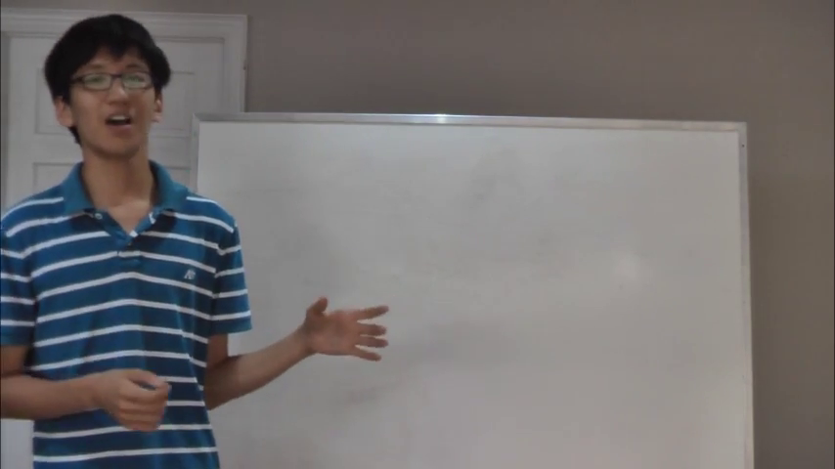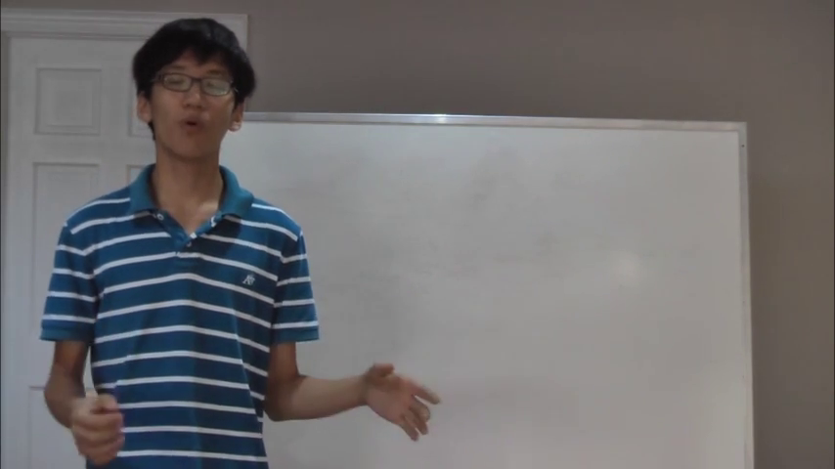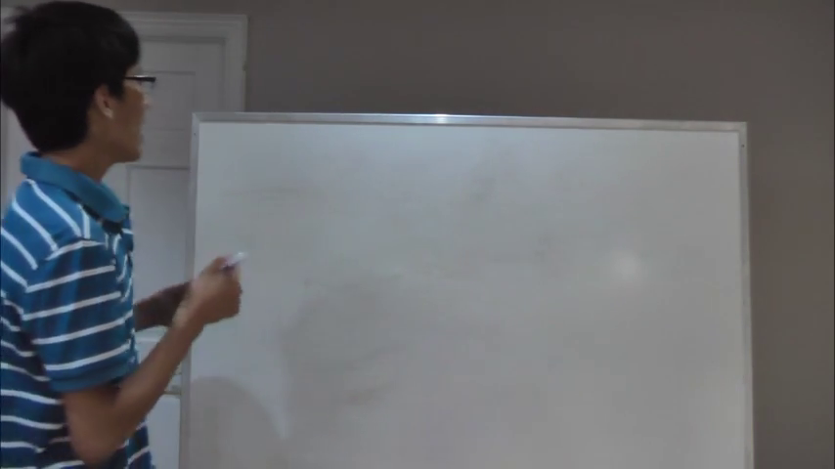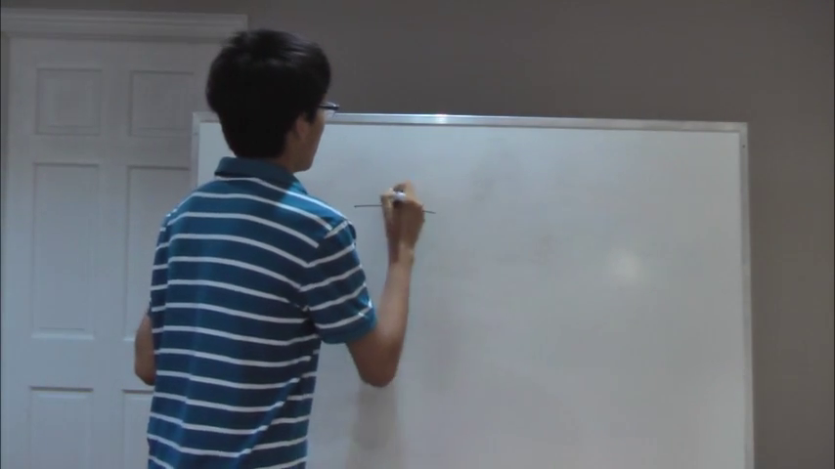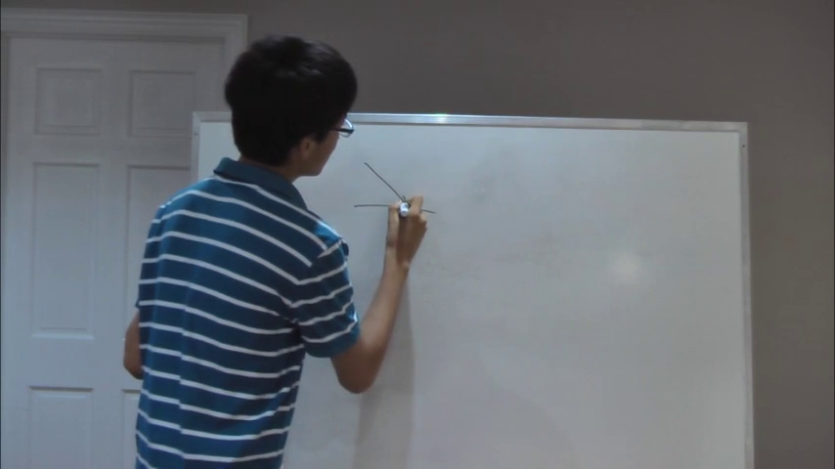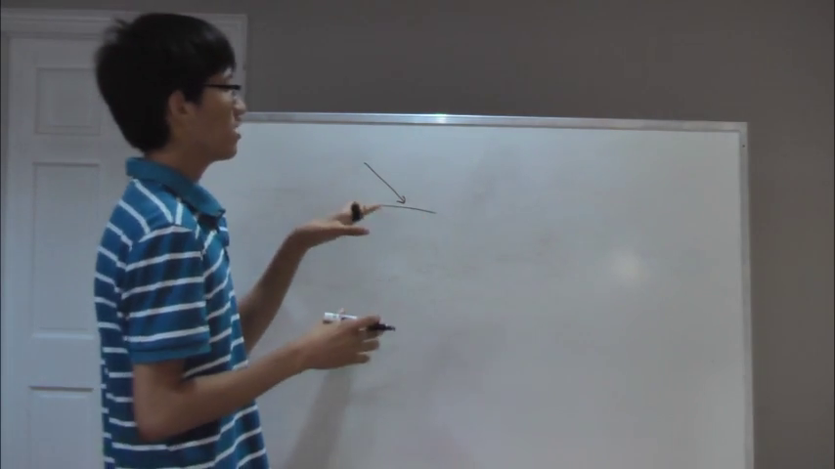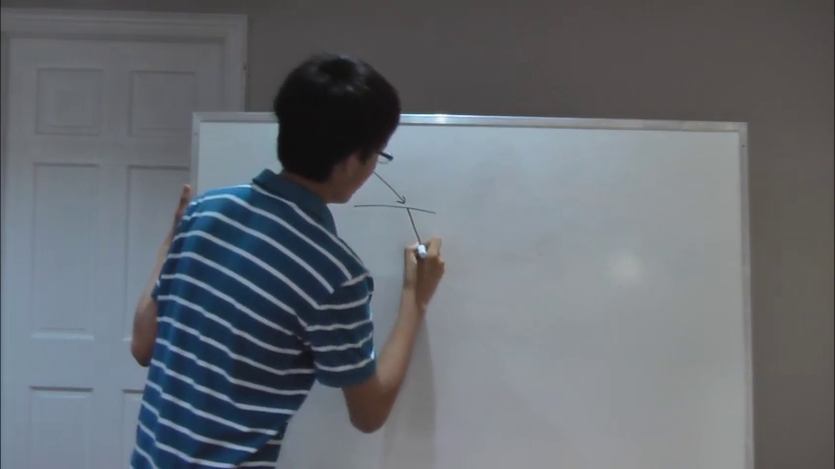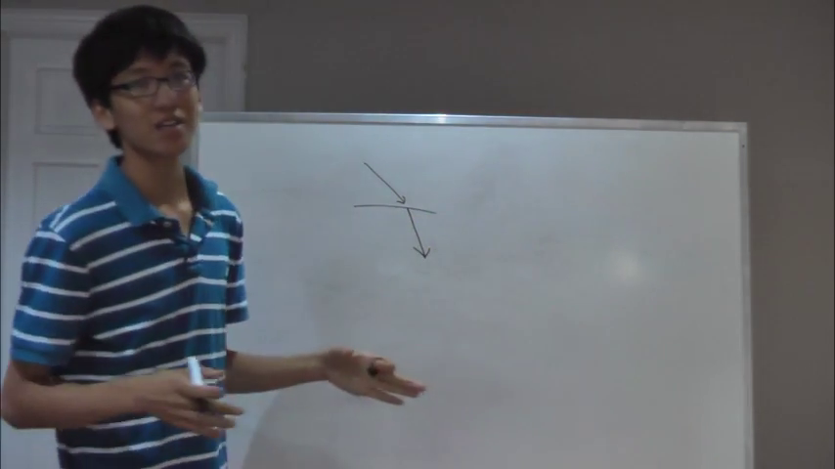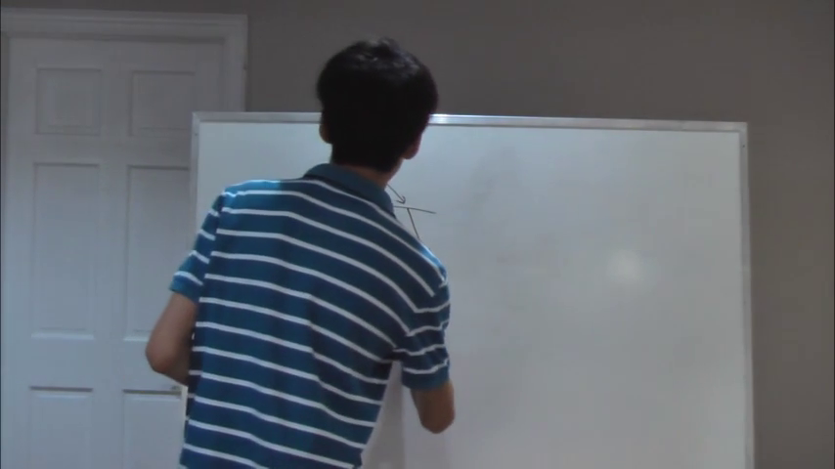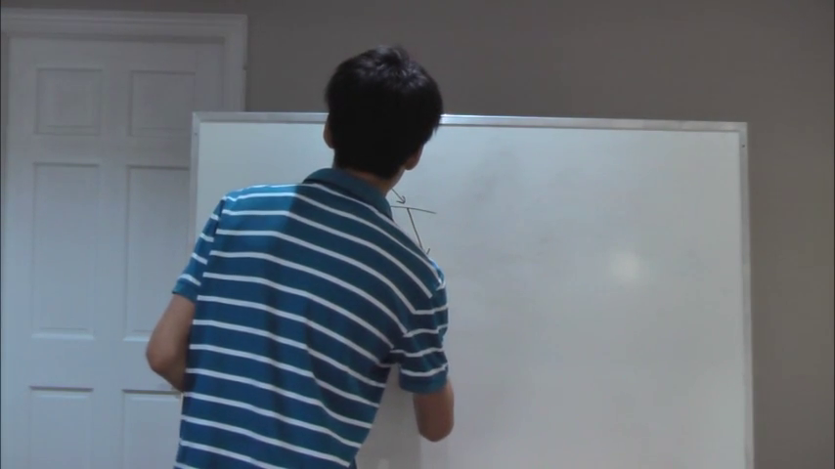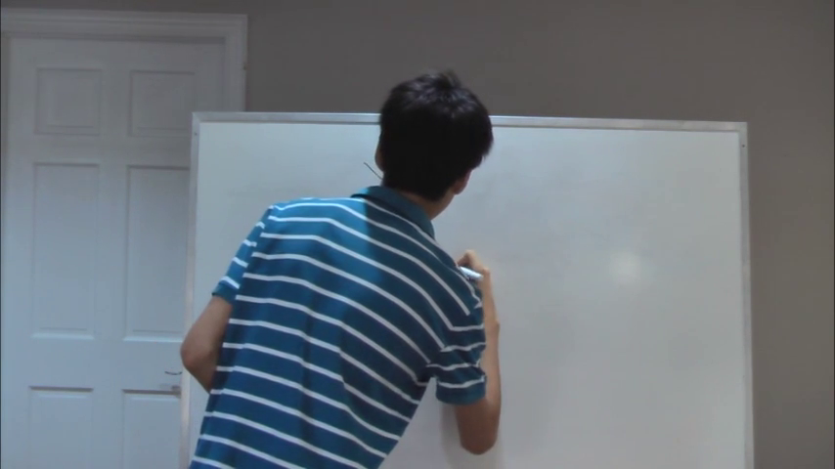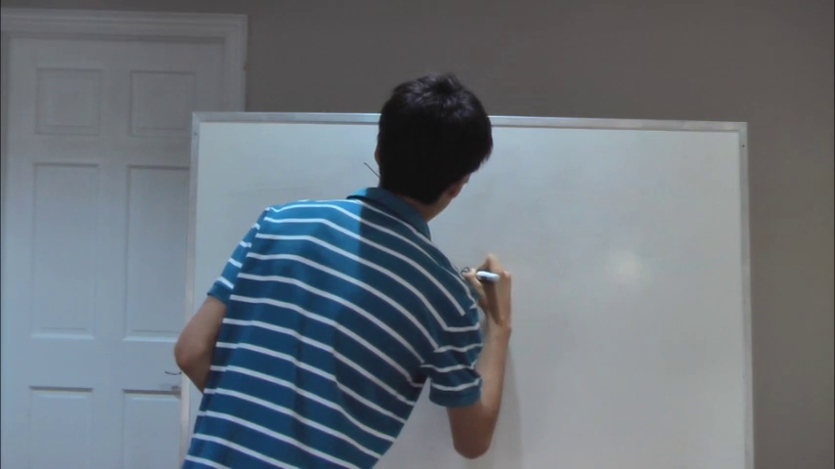Well, before we get into that, we have to talk about an important optics concept known as refraction. So refraction is when we have a beam of light coming incident to a surface and then going into a new medium. So what happens is that the light will bend, and we can represent this mathematically using Snell's law. Snell's law states n1 sine theta 1 equals n2 sine theta 2.